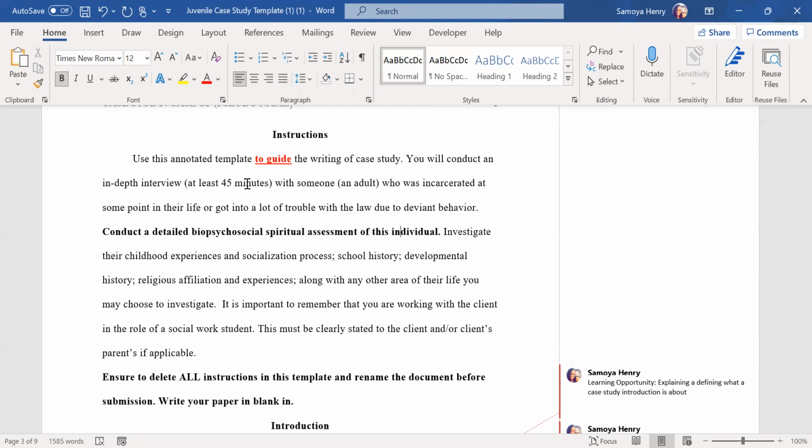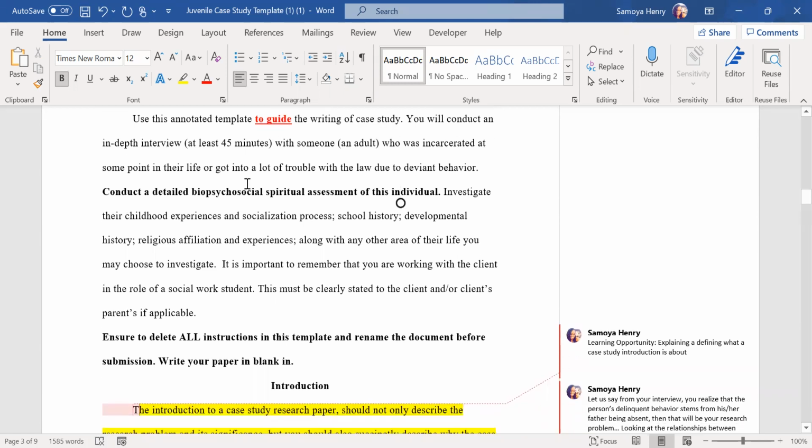Okay. Once again, this exercise is not to bore or stress. It's all about learning new skills, right? Opportunity to be able to speak with somebody who has been in trouble with the law or engaged in some kind of deviant behavior. All right.